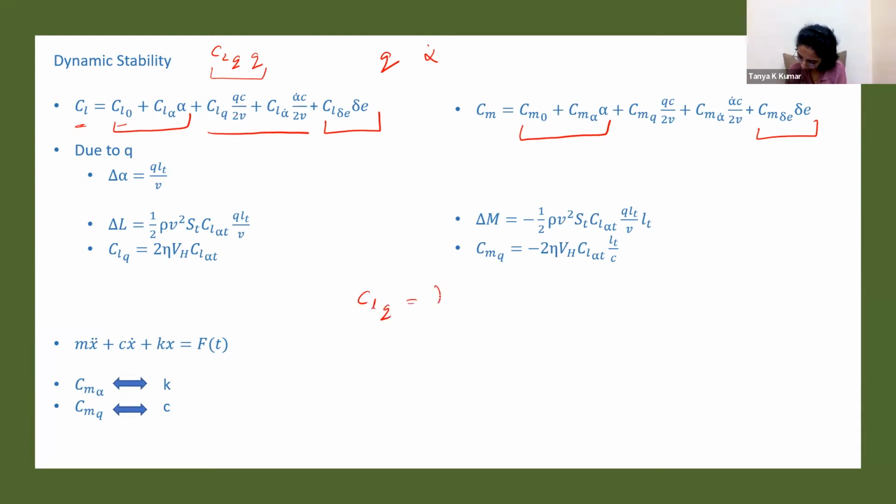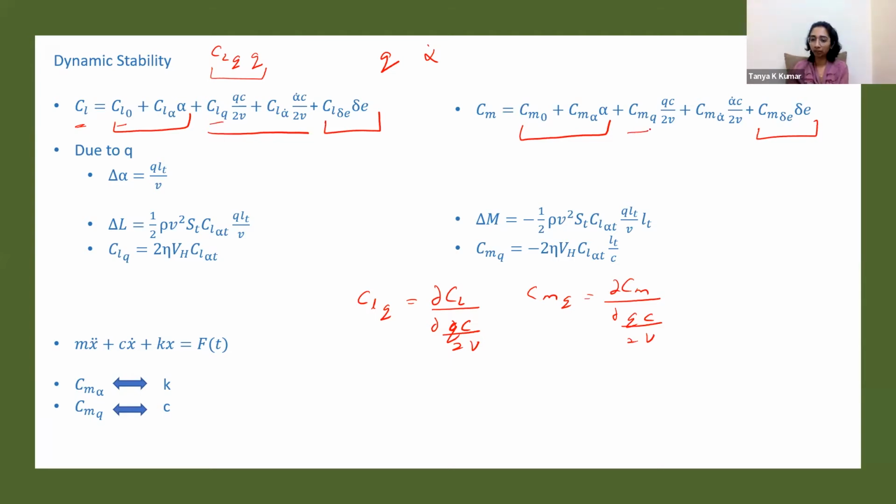C_Lq is ∂C_L by ∂(qc by 2V). Now this 2 is just a matter of convention. You can also avoid it. We are following this convention. Similarly, you define C_mq. C_mq is ∂C_m by ∂(qc by 2V). This is how C_Lq and C_mq are defined.